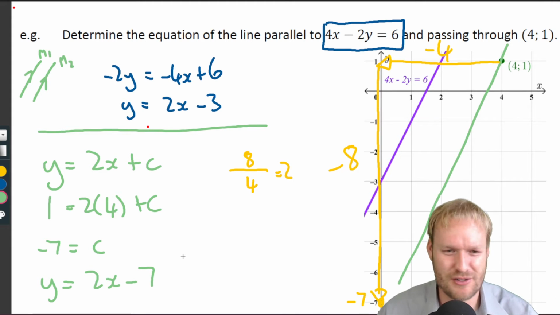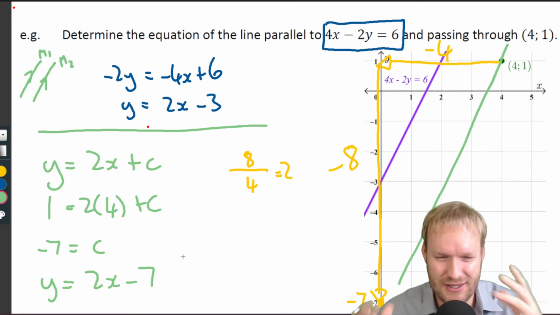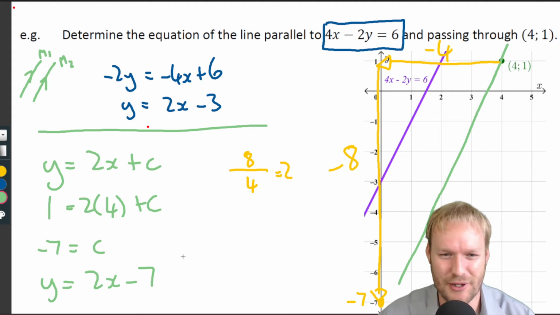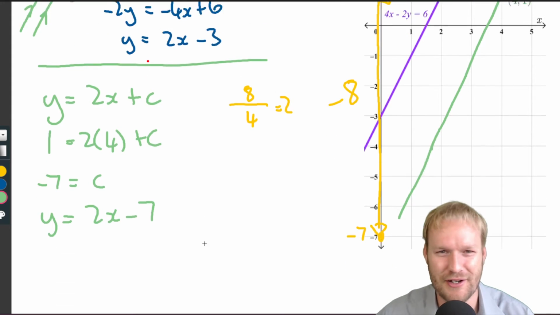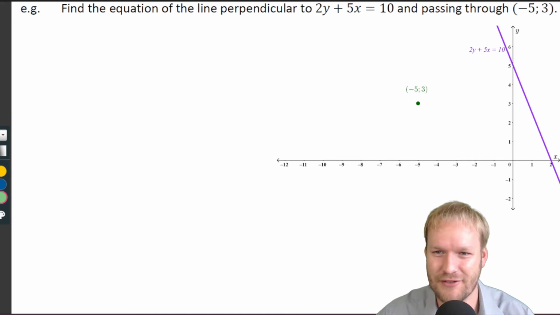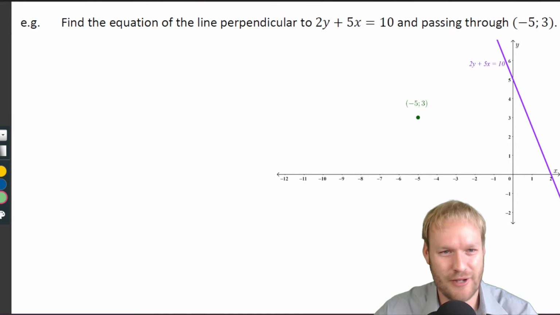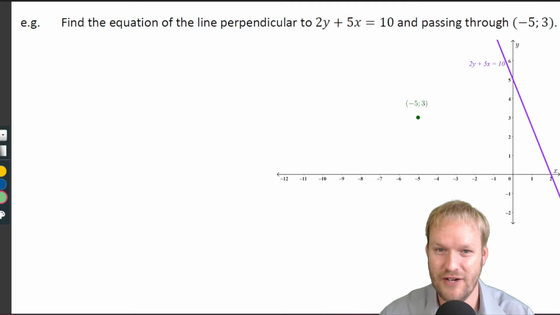You could do 100 of these and do them quite quickly, and that's great, but just keep thinking through it. It's developing your mathematics. Okay, let's look at a second and final example for this video. Find the equation of the line perpendicular to 2y + 5x = 10, passing through (-5, 3). Again, I've got a little sketch here.